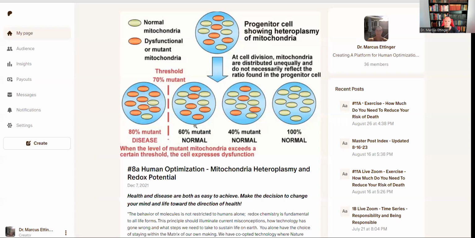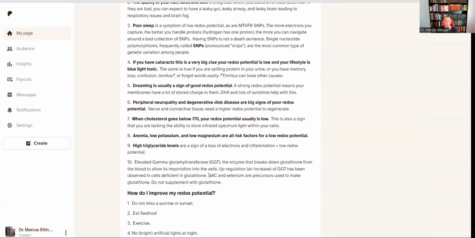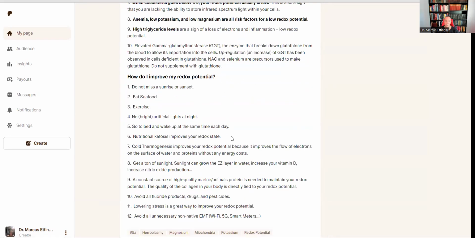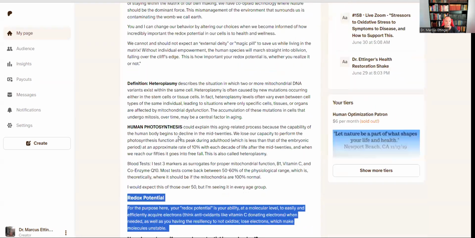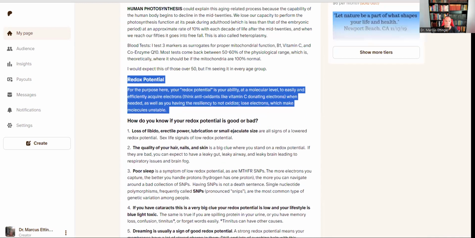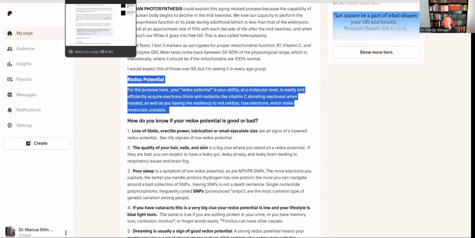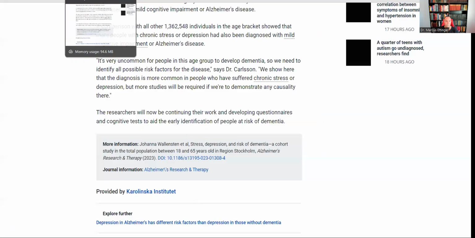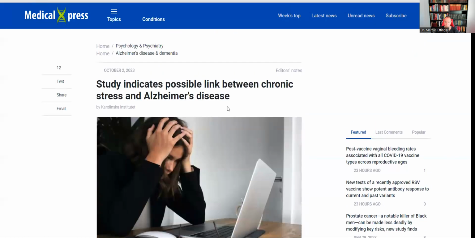So please review 8A, and at the bottom, how to improve your redox potential and symptoms of a lower redox potential. And if you want me to review during question and answer, we can. Now, I'm going to go over just a few quick journals.